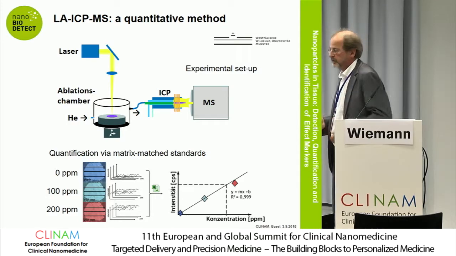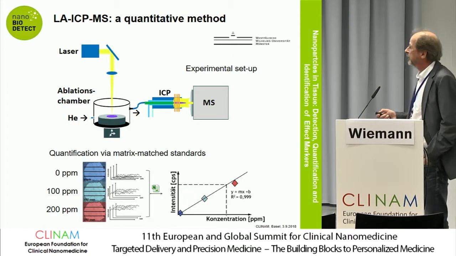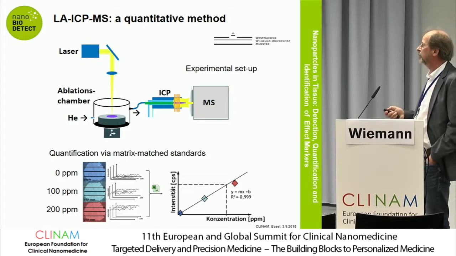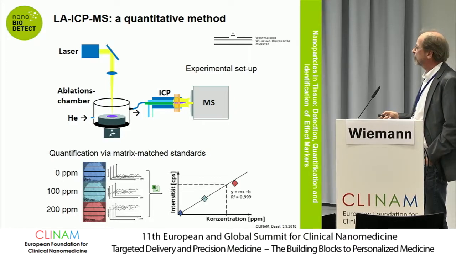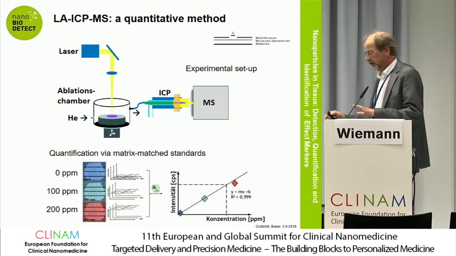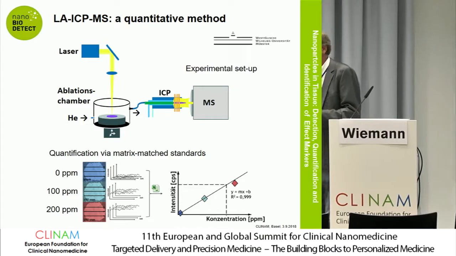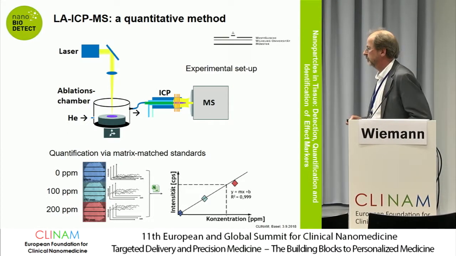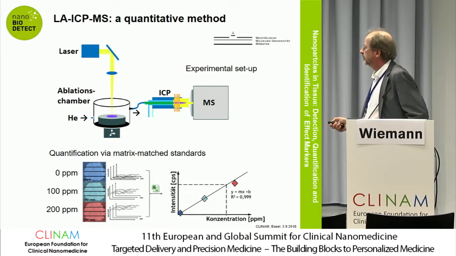So coming to the next technique, which is the LA-ICP-MS. Maybe some of you are familiar with this technique. To make it short, there is a laser which is focused on a sample in an ablation chamber, and here you must imagine a section. Usually we are working with cryosections, maybe you can also use fixed tissue. And there's a stream of helium which is flowed over the sample, and here a plasma is generated, and this is provided to the mass spectrometer.